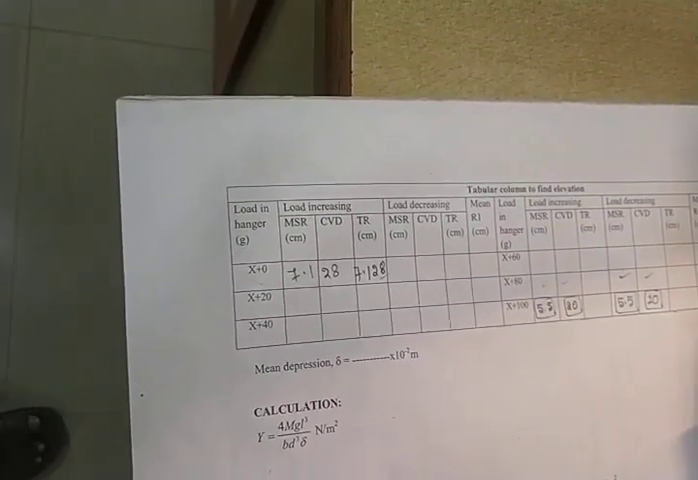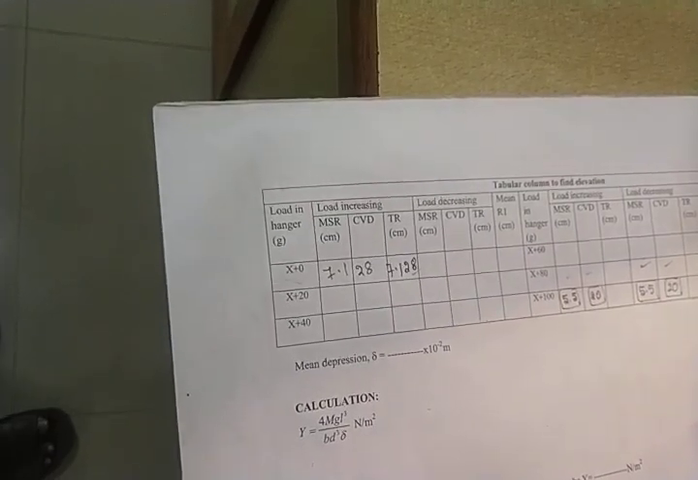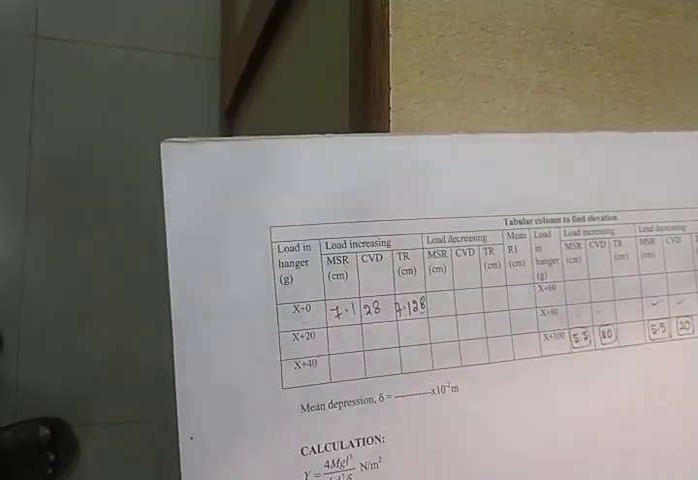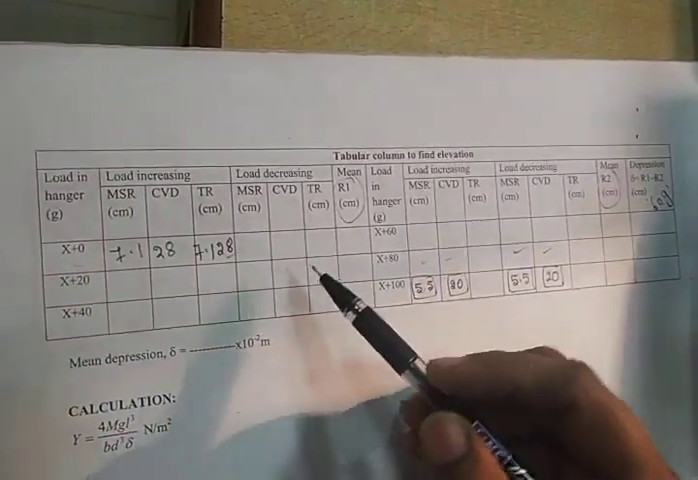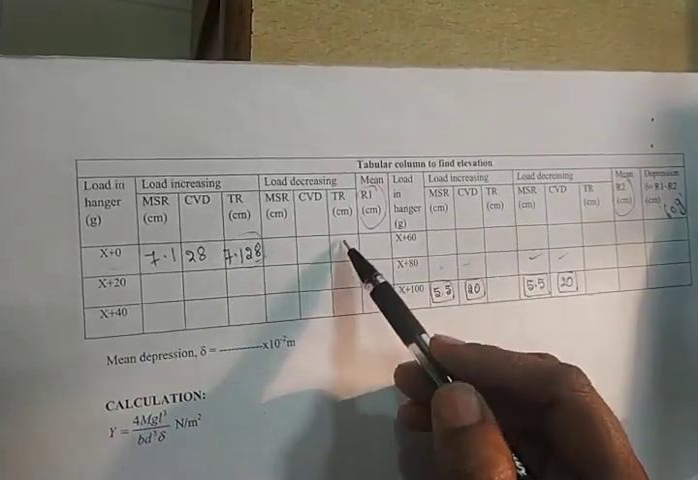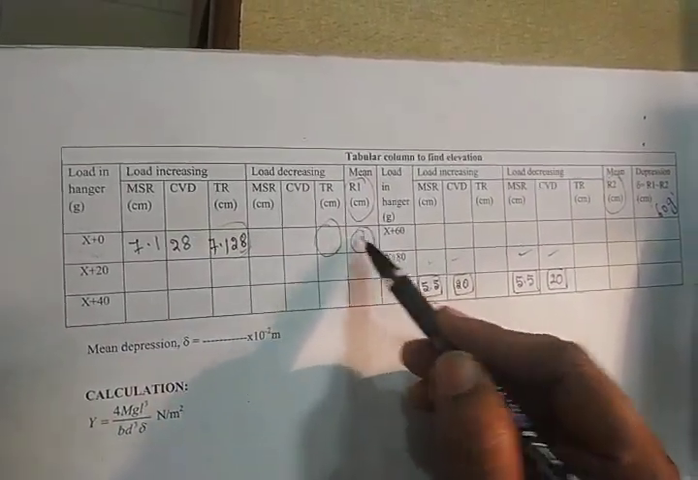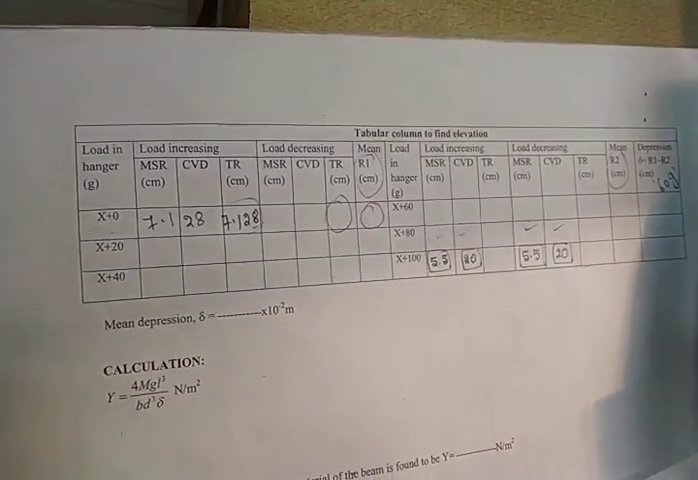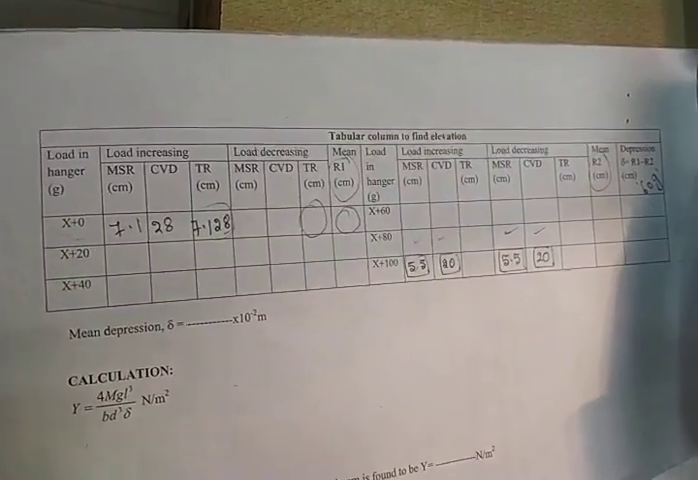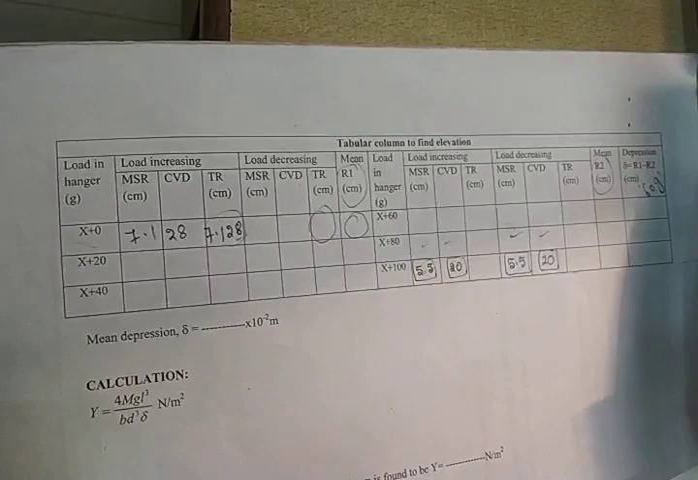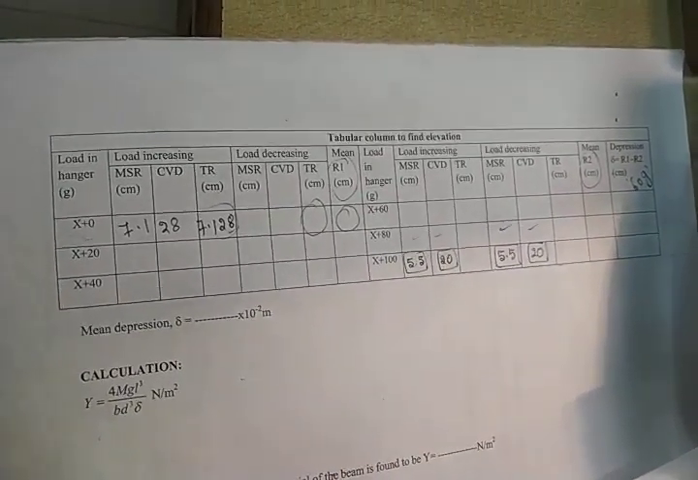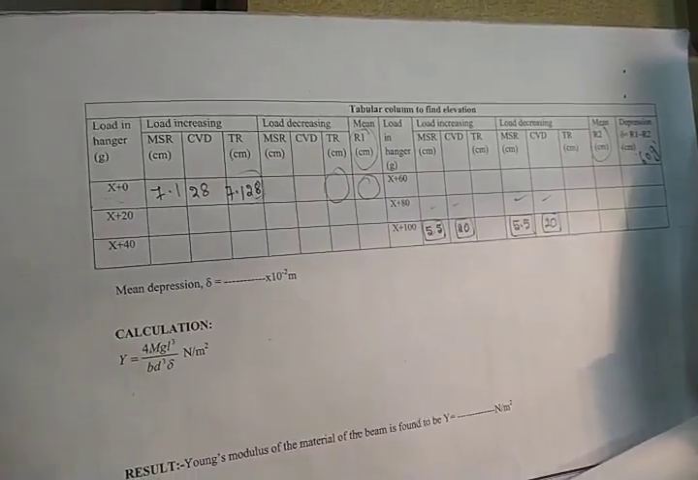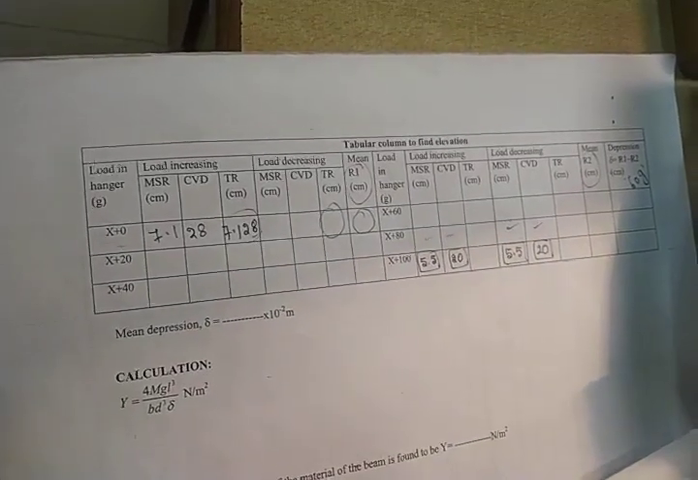So for the first trial, say for example, here you have taken R1, here you have taken R2. Meaning, you should take the total reading of this and the total reading of this, and take the average. 7.18 in the first case is what we have measured. In the same manner, you go for the rest of the trials and find R1 and R2. I'll show one example of what we have done.